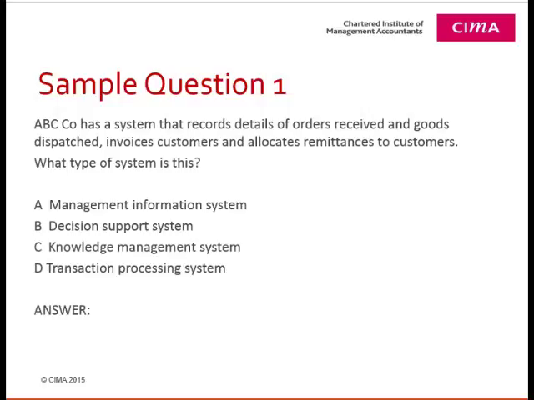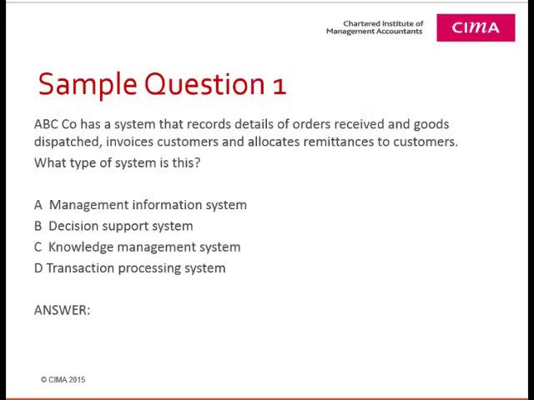A management information system is intended to provide information to managers. Information is processed data, which is useful for decision making. In this case, the question is referring to unprocessed data and not information. So it's likely that management information system is not correct. A decision support system is intended to do exactly what the name suggests, provide information to assist managers to make decisions. Once again, this system refers to information.